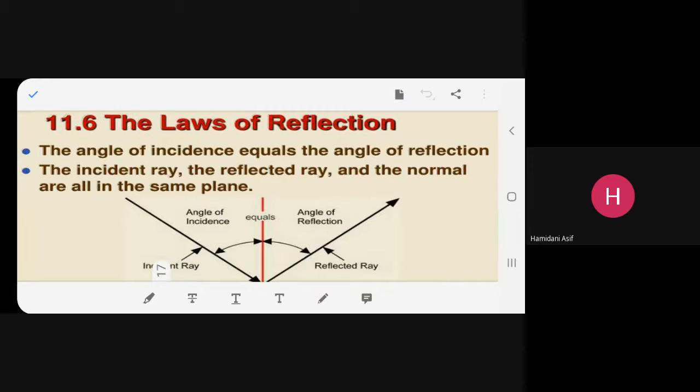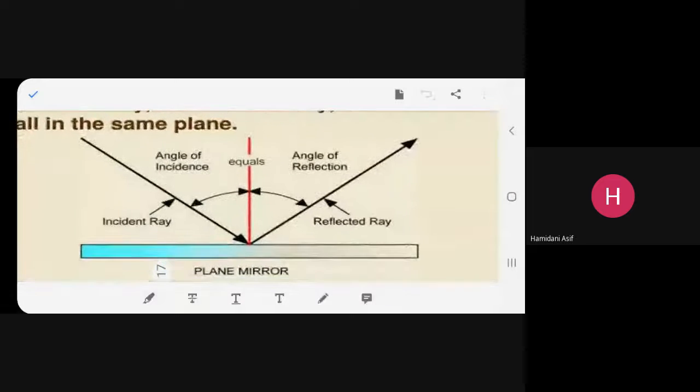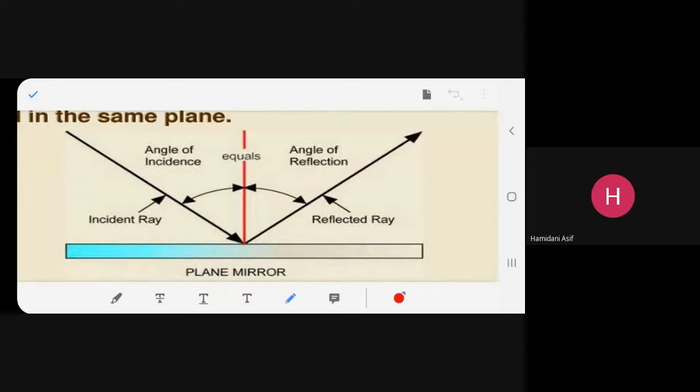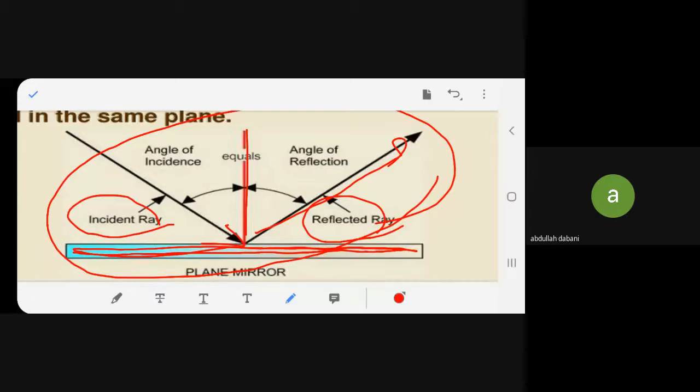The second law is, see, this is the plane mirror. Now see, this is the mirror, beta. The incident ray, this ray, the reflected ray, this ray, and the normal all lie in the same plane. Agree? That's it, the second law. So what are the two laws? First is angle I is equal to angle R. And second, incident ray, reflected ray, and the normal lie on the same plane. Any problem?